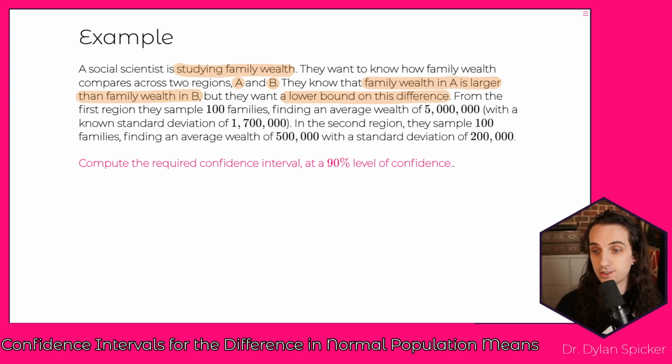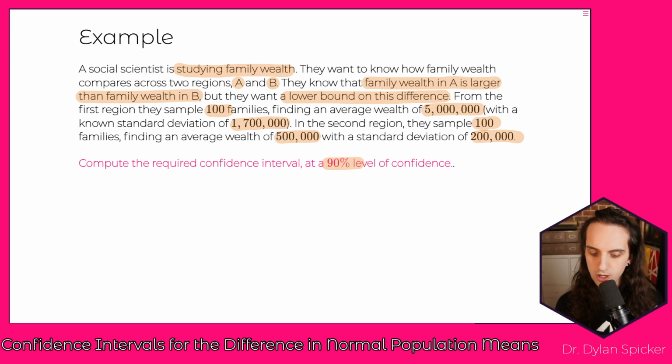From the first region, they sample 100 families and find an average family wealth of 5 million with a known standard deviation of 1.7 million. In the second region, they sample 100 individuals as well. They find an average wealth of 500,000 with a standard deviation of 200,000. This is what they're set up with. They want a 90% one-sided confidence interval here.